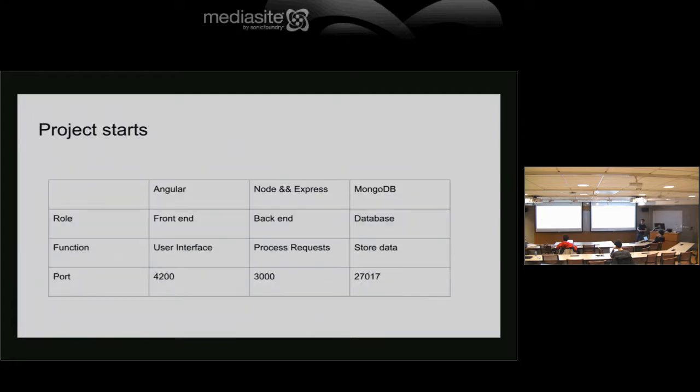And the project starts with this. I'm currently using the local services. For the Angular, it's working on the front end. It's responsible for the user interface, and it's running on 4200. The Node with Express is the backend. It's processing the requests from the front end and queries the database, running on localhost 3000. And the Mongo database helps to store data. It's running on 27017. So that's the basic layout of the project.